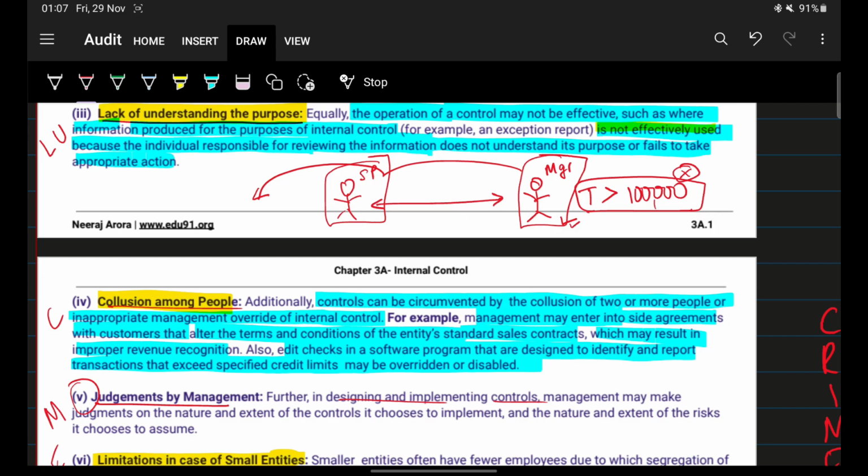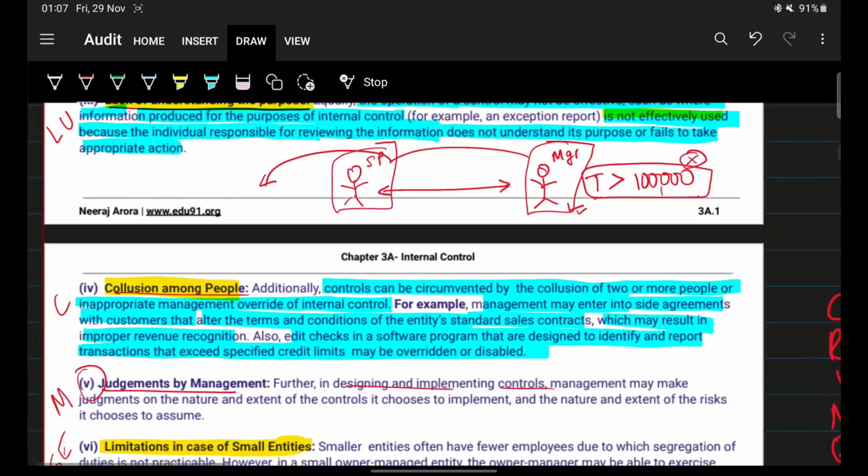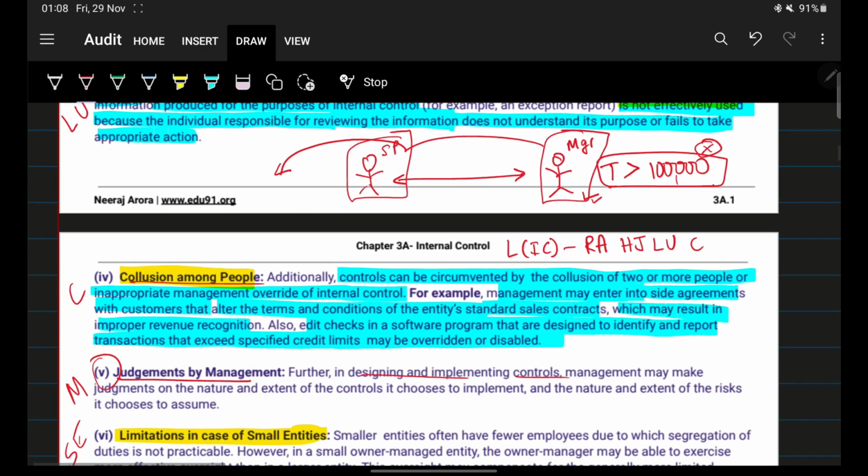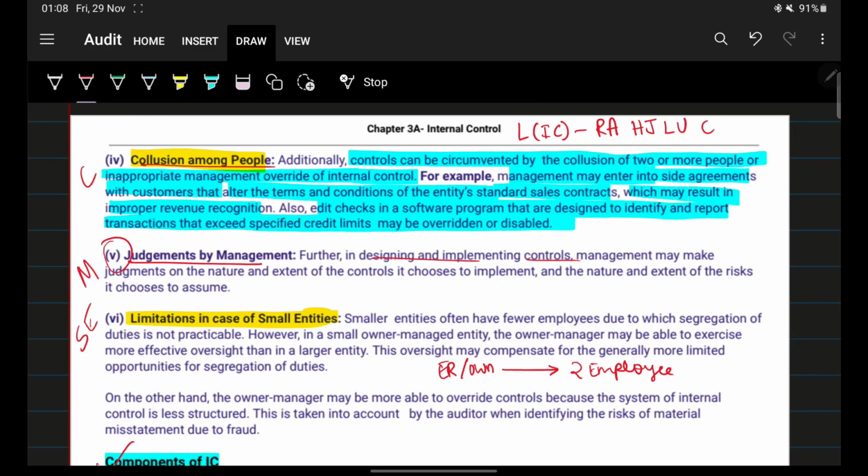Okay, next, just recap from the beginning. We're revising limitations of internal control. The first point is it provides only reasonable assurance. The second point was that it involves human judgment. Third point is that there is lack of understanding, and fourth point is that there might be collusion among people. Okay, next, fourth point.